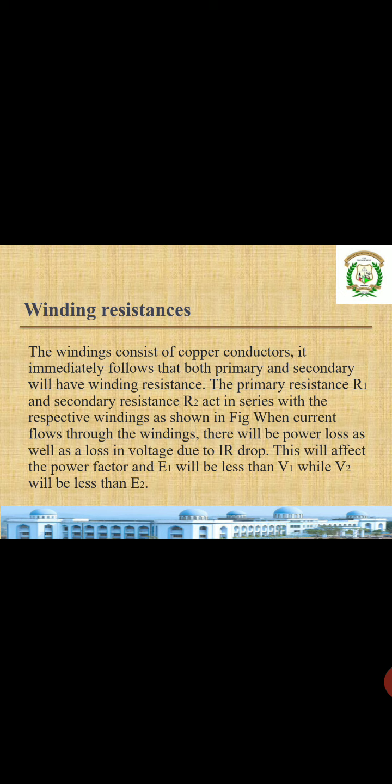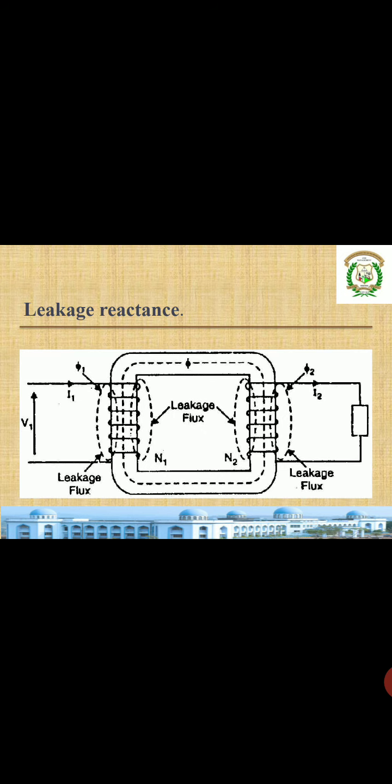See, in the previous ideal transformer case, we considered that E1 is equal to V1, V2 is equal to E2. But in this case, because of the I1 R1 drop as well as the I2 R2 drop, V1 is greater than E1 as well as E2 is greater than V2. Because of this, power loss also occurs. Current flows and the resistance exists, so there will be I square R losses.